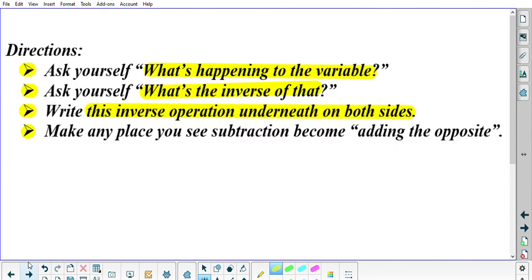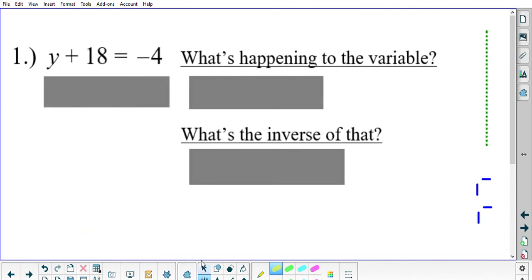But I have learned that these four parts, asking what's happening to the variable, what's the inverse of that, I used to assume that kids could just do that naturally, and I learned, no, I need to teach them the process. So that's why we're taking our time through this process. We're actually not going to focus on solving the whole way. We're just going to focus on these four parts. All right, let me go ahead and lead you through like 3 or 4 examples here, just so you can get the hang of each of these four parts of the directions.